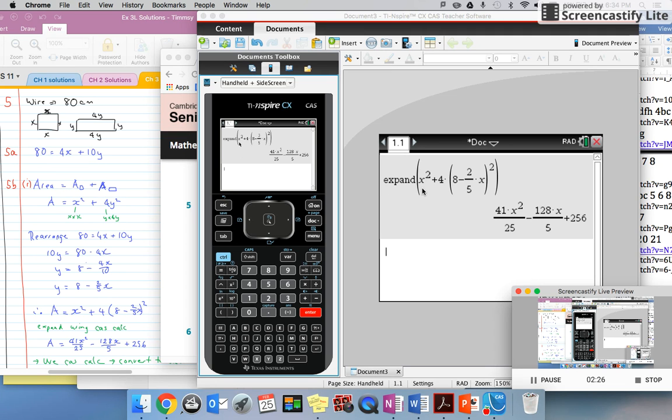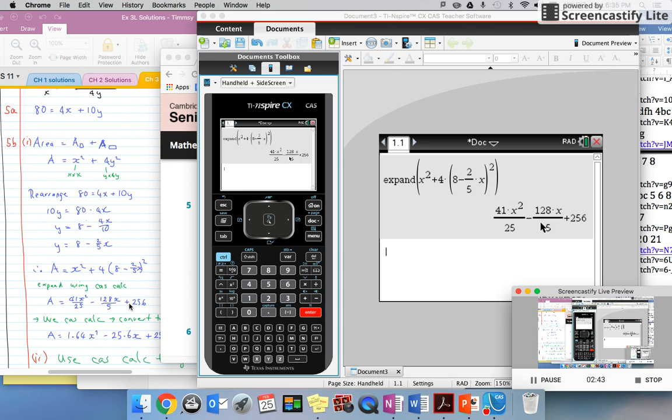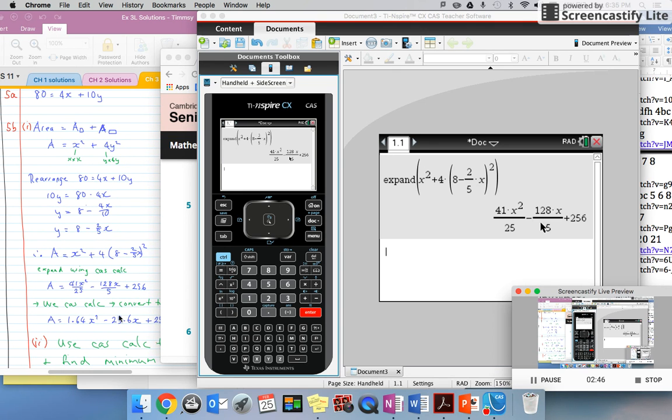So here's my equation. I've got my x squared plus 4 times all of this squared. Okay, so I've got that. Now I've pressed expand, and I've got this. So that looks pretty ugly, and I've written it on there.